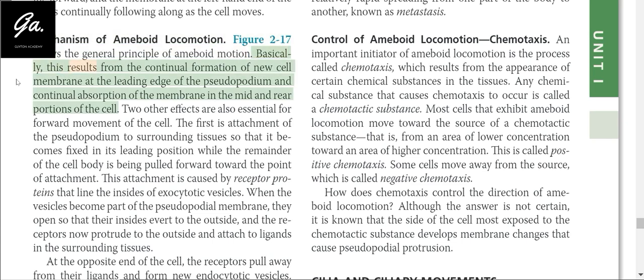Basically, this results from the continual formation of new cell membrane at the leading edge of the pseudopodium and continual absorption of the membrane in the mid and rear portions of the cell. Two other effects are also essential for forward movement of the cell. The first is attachment of the pseudopodium to surrounding tissues so that it becomes fixed in its leading position while the remainder of the cell body is being pulled forward toward the point of attachment.